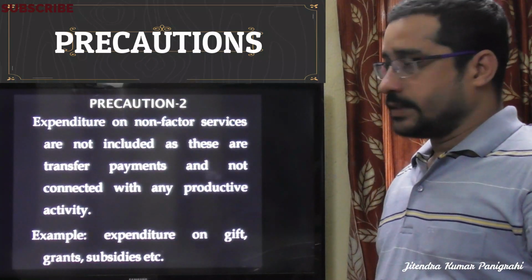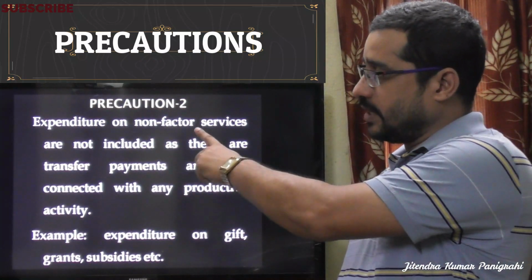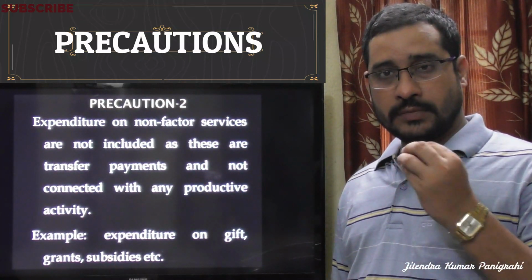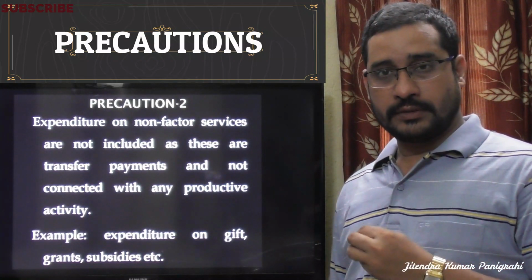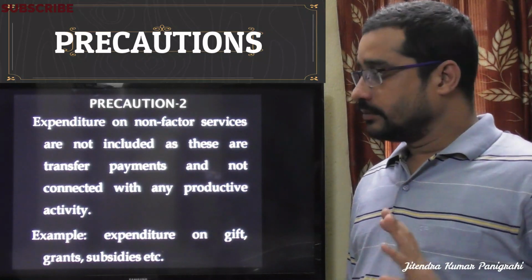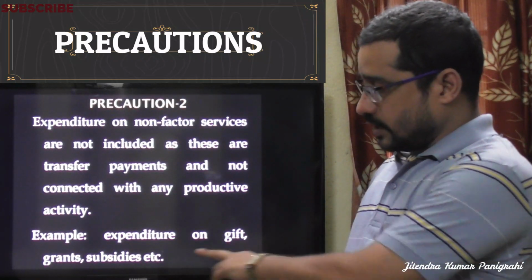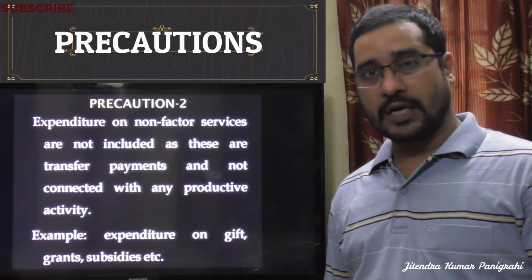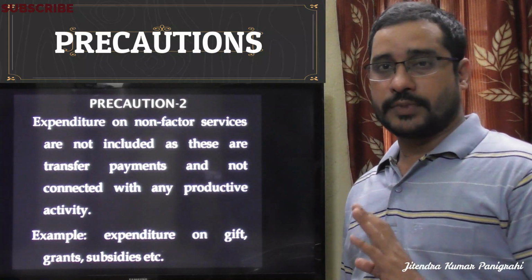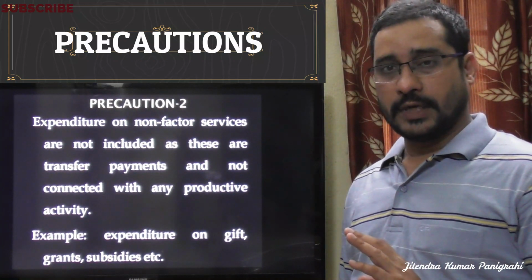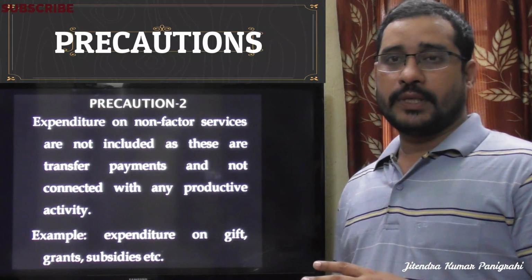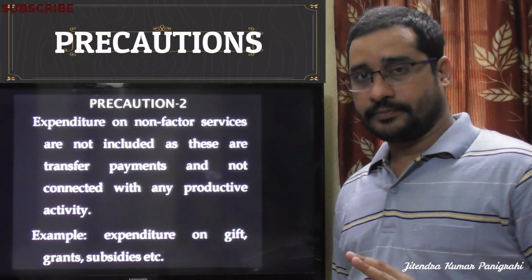Next, precaution 2: expenditure on non-factor services. Non-factor services means unearned incomes, which are not included in the national income. For example, expenditure on gifts, grants, subsidies are not included in the national income, because these are non-factor incomes or non-factor services. Clear? Because no goods and services are produced within the country due to this expenditure.